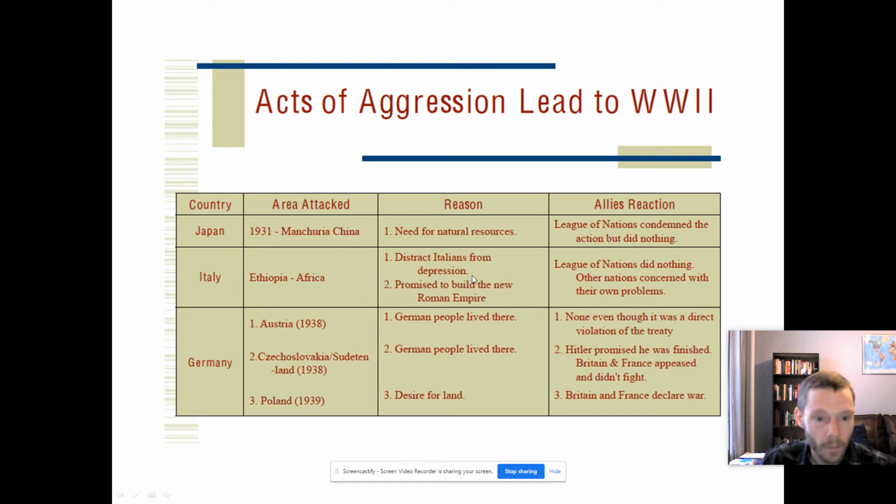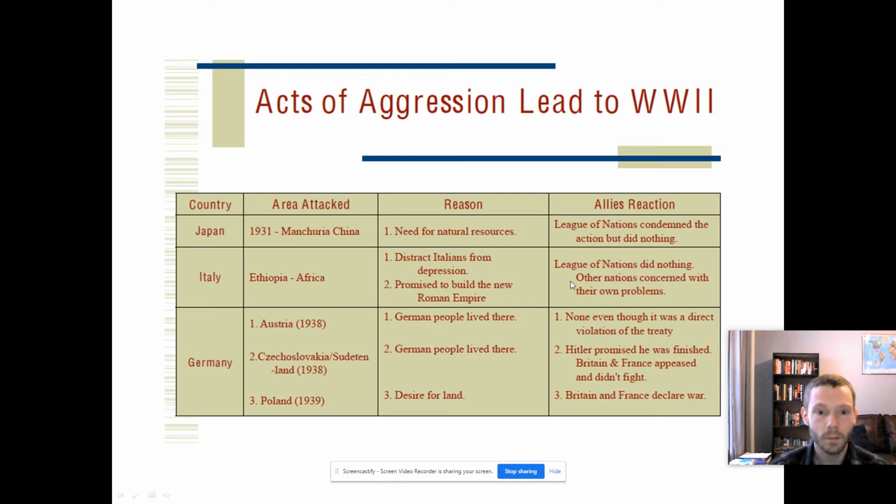Why do they do it? Well, it distracted them from the economic depression that was hitting in the 1920s. And you may have learned in U.S. history, the Great Depression, 1929. Yes, in the United States, but the decade after the World War in Europe was relatively weak throughout the continent. And again, what was the reaction? The League of Nations, they did nothing.